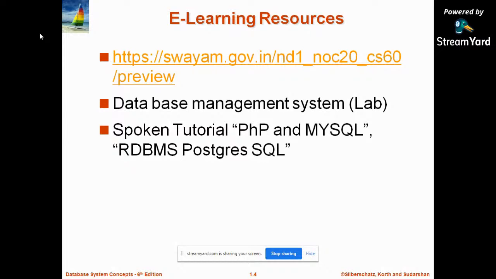The additional e-learning sources that you can refer to for the DBMS: you can join the SWAYAM course, which is offered by NPTEL, and they are offered by the IITs. This DBMS course is available in the current semester also. You can go into the detail by joining this course also. And you can use the spoken tutorials for the practical, but I think for the GATE we do not need any practical exposure. We will be learning only the concepts.